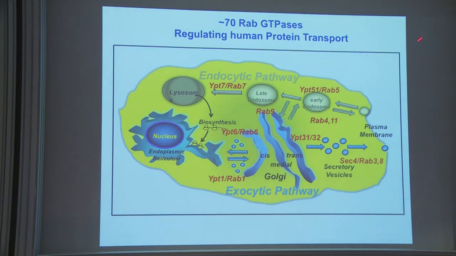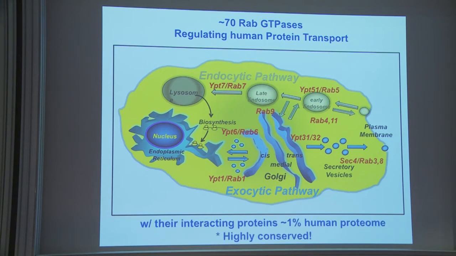So thank you. So there are about 70 mammalian human Rabs. They are also regulating the human secret protein trafficking pathways. So there are more, but here I'm showing for, oops. So I just wanted to point that there are a really large group of GTPases.